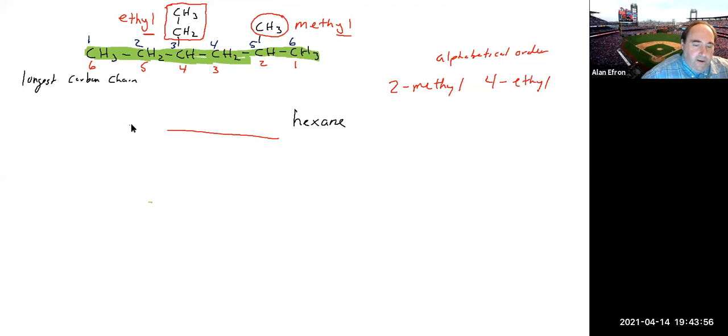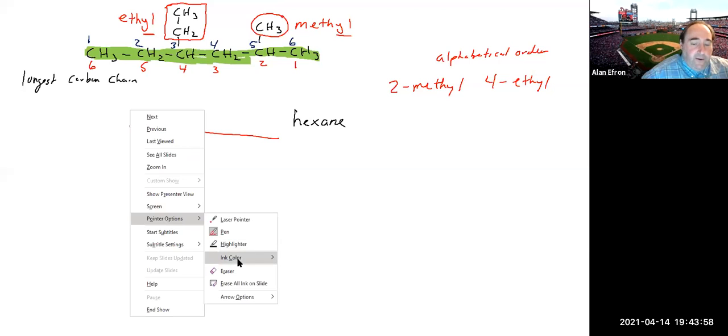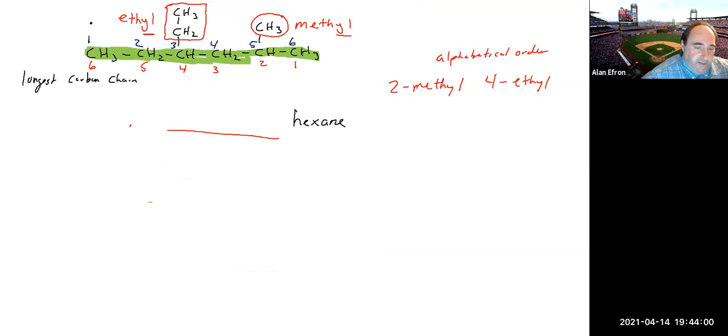Now, where are those groups if we go in the blue direction? In the blue direction, we have at carbon number 3 an ethyl group. At carbon number 5, we have a methyl group. So these are our 2 options here. In terms of our numbers, we have 2 and 4 versus 3 and 5.